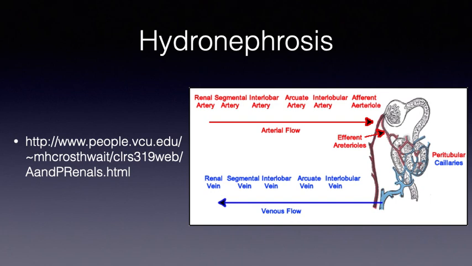Then we get to the famous afferent arteriole, which is afferent with respect to the glomerulus. That is, it bears blood to the glomerulus. It approaches the glomerulus. Everything up until this point has been about blood flowing into the kidney.